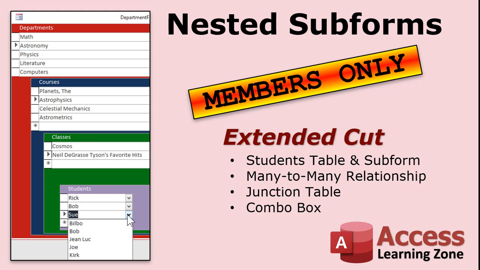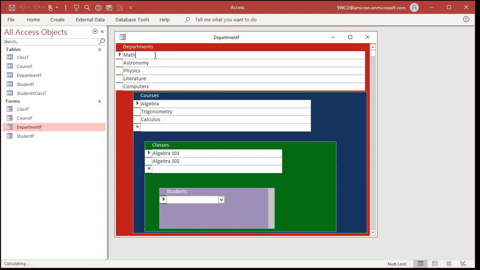Want to learn more about nested subforms? In the extended cut, not only will I show you how I built all of this stuff, all the tables, all the forms from scratch, from the beginning, but I will also show you how to set up a student's table and student subform. We'll create a junction table with a many-to-many relationship, so many students can belong to each class, and each class can have many students associated with it. We'll build a combo box, and then we'll put that inside the classes subform. So now you can pick your department, the course, the class inside each course, and then pick the students that are inside each one of these classes. And there you go. That's another level. This is a many-to-many relationship. These are all one-to-many relationships.